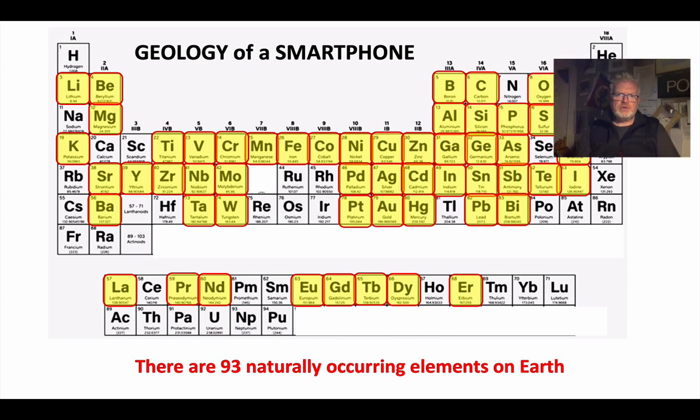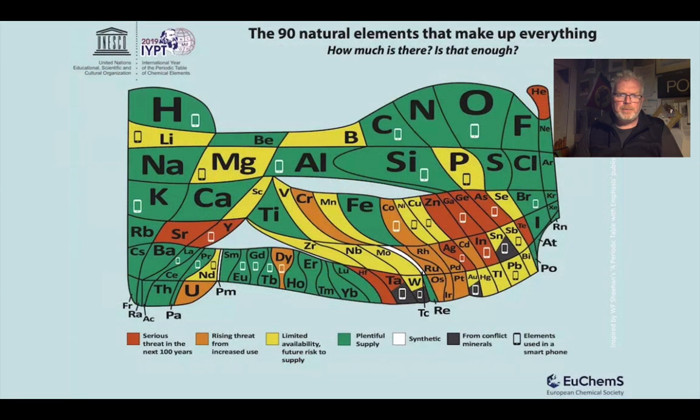Now, each of these minerals doesn't occur in the same quantity within the Earth. There are varying amounts of each of these. If we look at another version of this periodic table, this indicates the difference between the amount of elements that we can find within the Earth, and our demand for them.